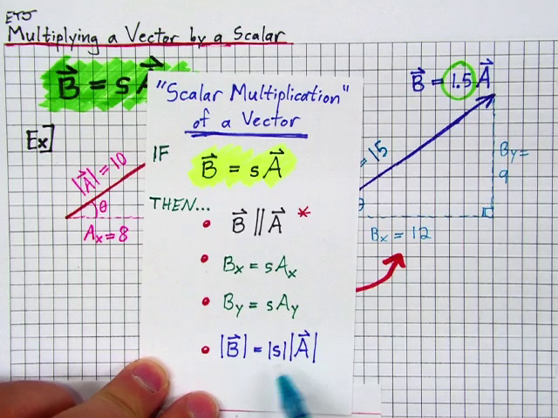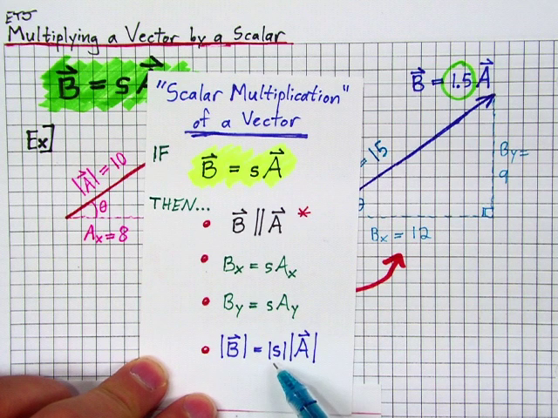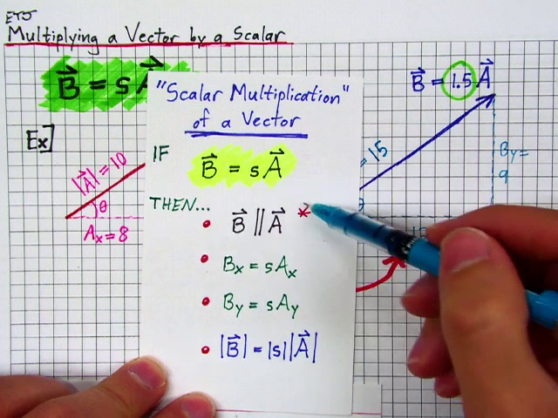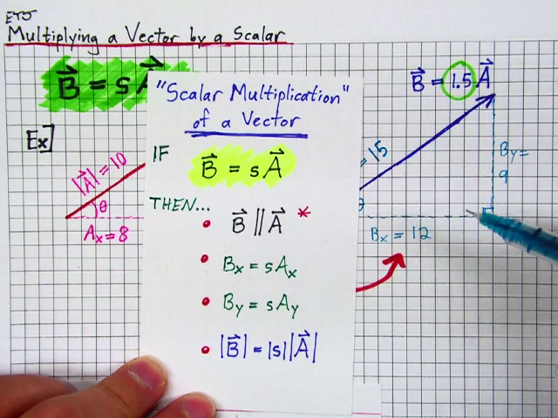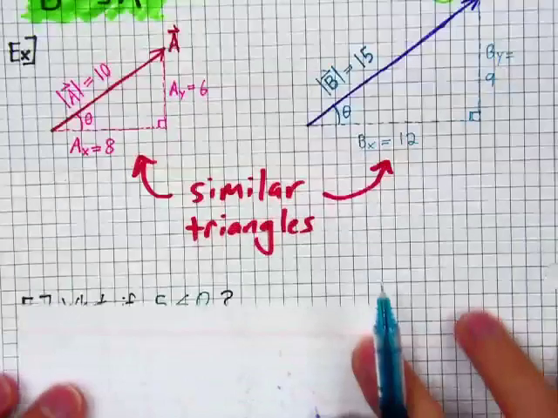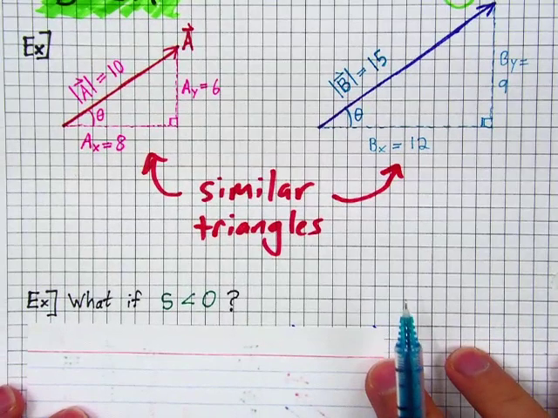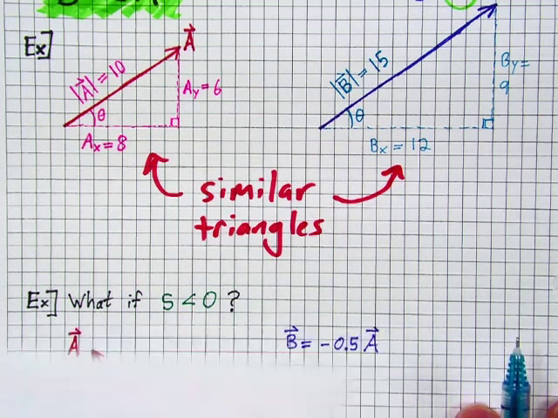Now, I had to say absolute value right here because it may have already occurred to you to wonder what happens if S is a negative number. That's also what this little caveat up here is referring to. So, what if S is less than 0? Let's investigate that.